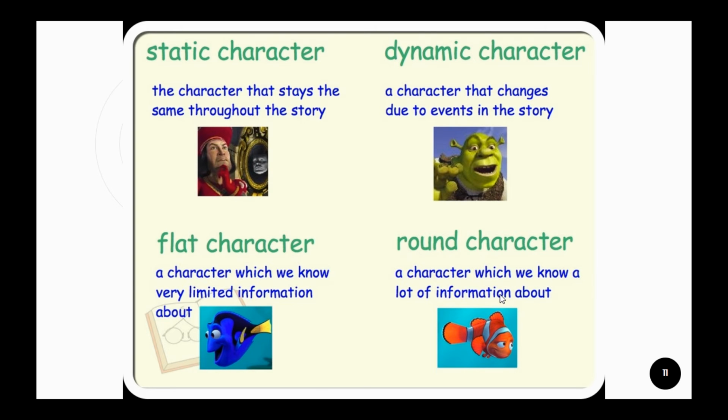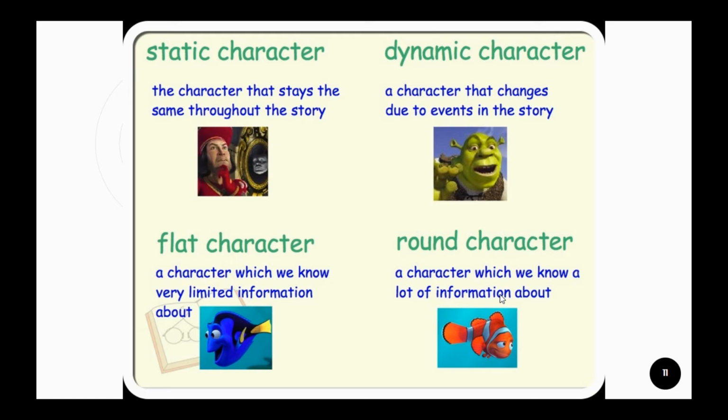So here's some examples just to kind of think about. A static character would be Lord Farquaad from Shrek. A dynamic character would be Shrek, going from that angry, hostile ogre to a more loving, caring ogre at the end. And Lord Farquaad clearly never changed. He was the same kind of bad guy throughout the entire story.